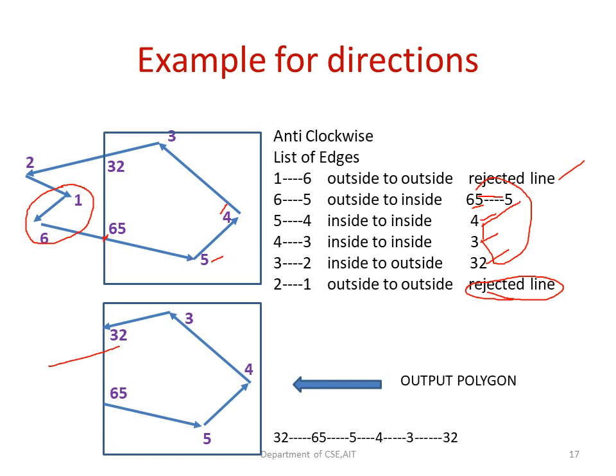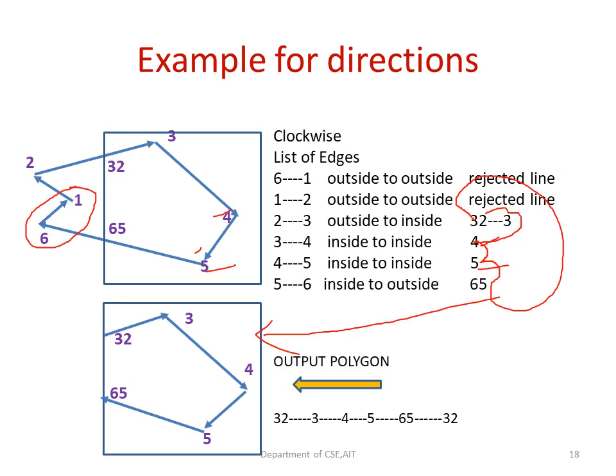So you can see that the polygon will consist of the edges which are connected from 32 to 65, 65 to 5, 5 to 4, 4 to 3 and 3 to 32. Now we will look at the polygon in the clockwise direction. In the clockwise direction also, you can list down all the edges over here. After listing down the edges, for this Sutherland-Hodgman polygon clipping algorithm, now we can look at the conditions.